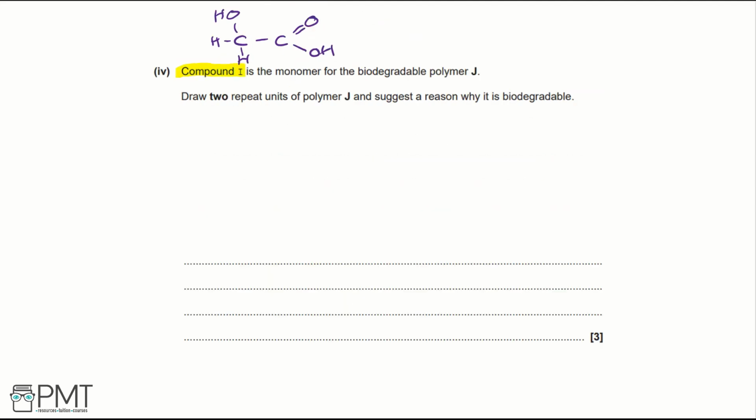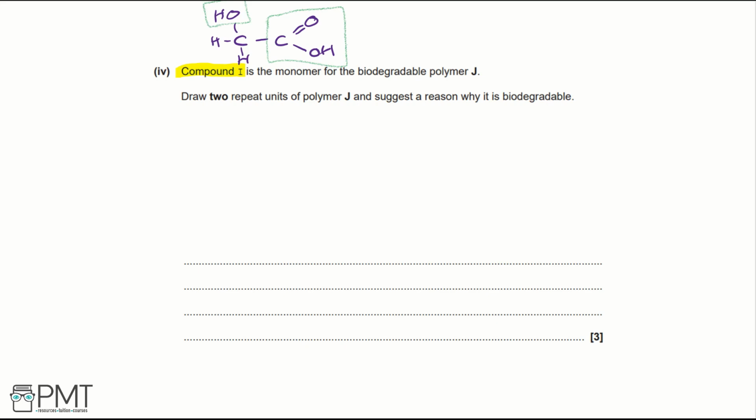Part 4. Compound I is the monomer of the biodegradable polymer J. Draw 2 repeat units of polymer J and suggest a reason why it's biodegradable. In compound I, which I've drawn above, we've got a carboxylic acid group and an alcohol group. So if I just show these, our carboxylic acid group is here and our alcohol group is there.